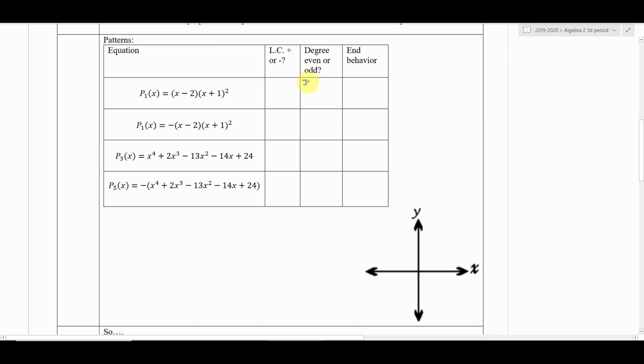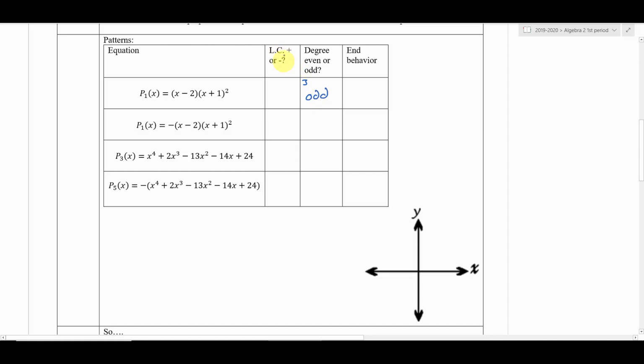I'm just going to write that off in the corner here, but notice what they're paying attention to. They don't really care what the degree is for this kind of problem. They're concerned about whether or not it's even or odd. So 3 is an odd number, so I'm just going to put here that we have an odd polynomial. That's what it means for a polynomial to be odd.